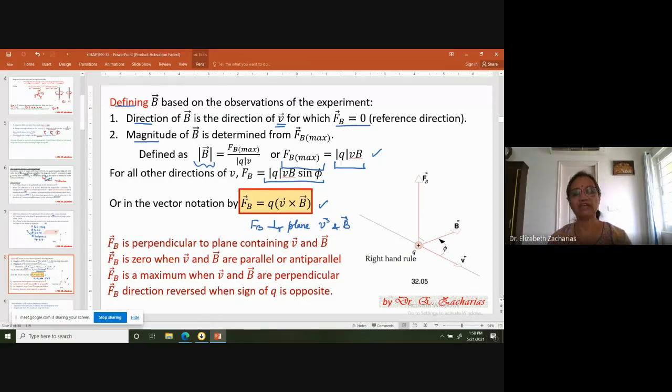Now, what if it's a negative charge? Certainly, you know that it will be in the opposite direction. Always use your right hand rule assuming it's a positive charge, and then put the opposite sign if it's a negative charge. Any doubts?